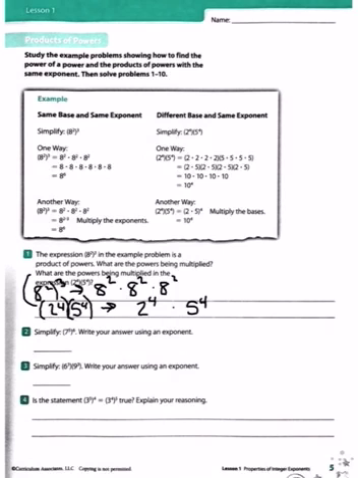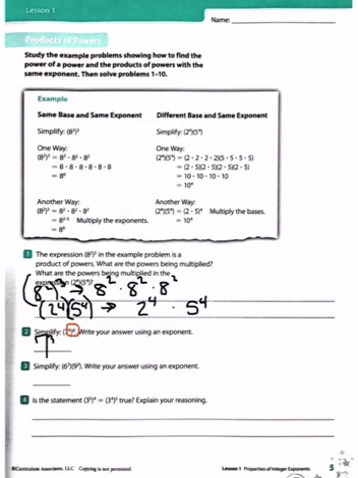Number 2, 7 to the fifth raised to the sixth power. Write your answer using an exponent. So we learned in class that when we are raising to a power, you take the exponents and you multiply them. And so your answer is 7, because the base number always stays the same, 7 to the 30th power. 6 times 5 is 30.